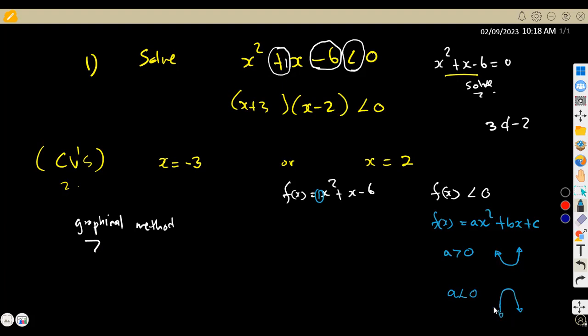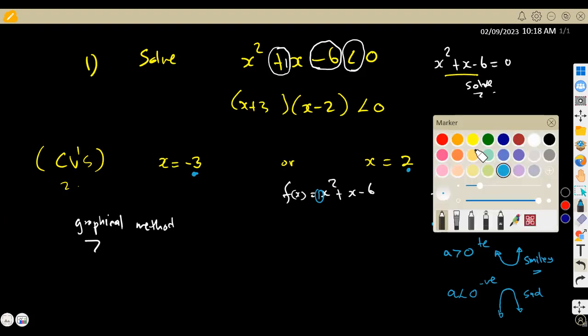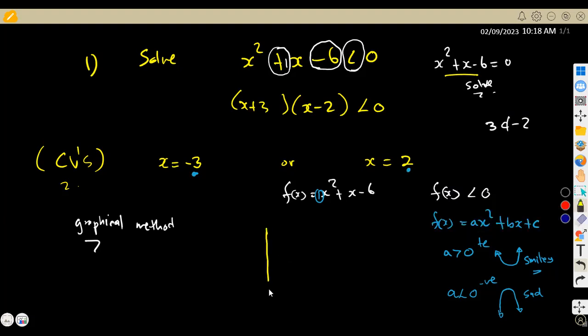We are going to have it as a sad shape like that. Then it's going to be a smiley shape. That's for positive; when it's a negative, it's always sad. So in this case, a is positive, so you're going to have a shape like this. And the critical values, these are the solutions, at -3 and at +2. So our graph at the end is going to be something of this nature.